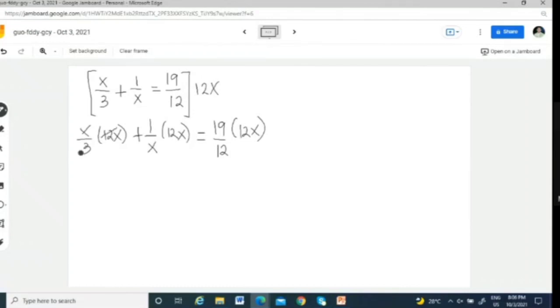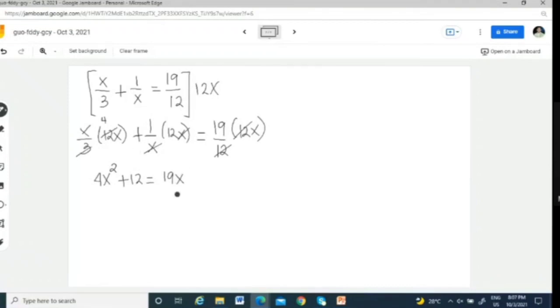12 is divisible by 3, which gives 4. We have here x times x, which is equal to x squared. Therefore, x over 3 times 12x is 4x squared. We can cancel x. 1 times 12 is equal to 12. We can cancel 12. 19 times x is equal to 19x.